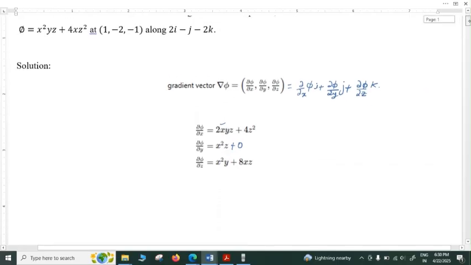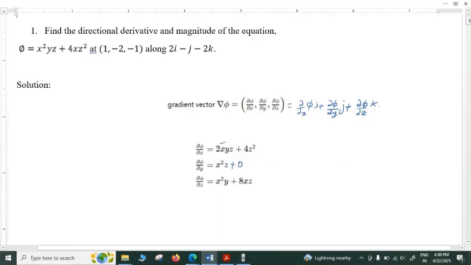Okay, then now we'll substitute in this formula. Therefore this is (2xyz plus 4z square) i plus x square z j plus (x square y plus 8xz) k. So this is how we substitute all these values in the formula.